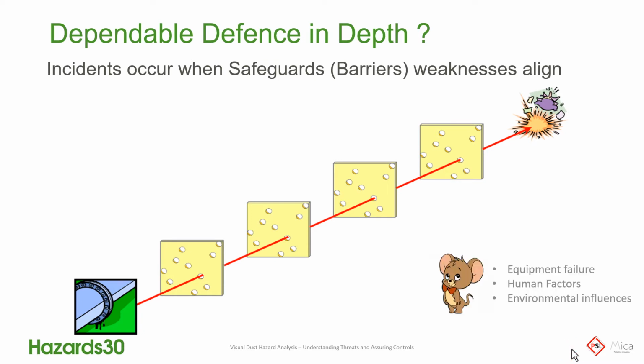So a simple analogy here, we have a Swiss cheese model and we have these mice who are either creating the holes or making the existing holes bigger. And those degradations could be because of equipment failure, human factors, or some external or environmental influences.